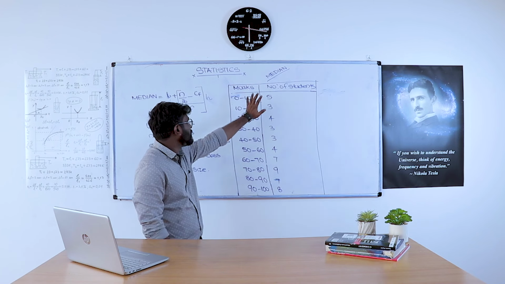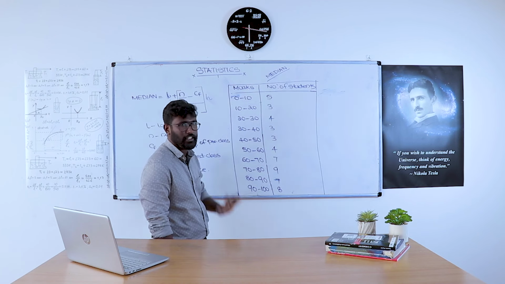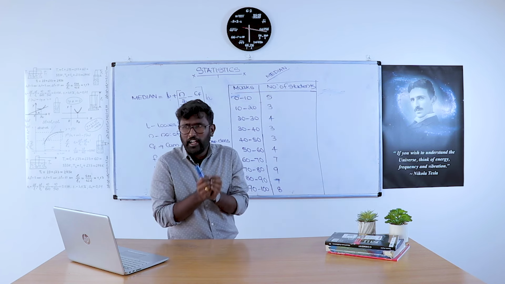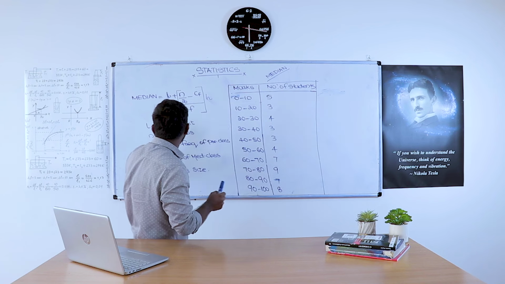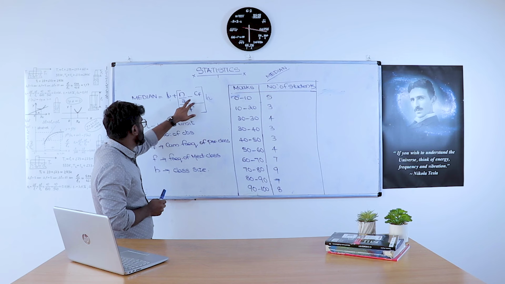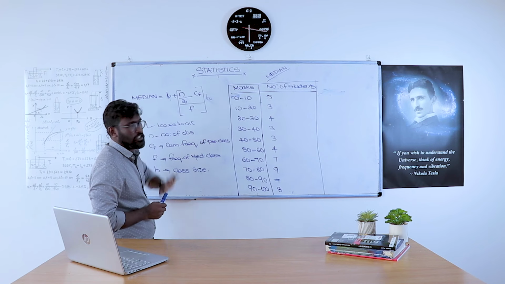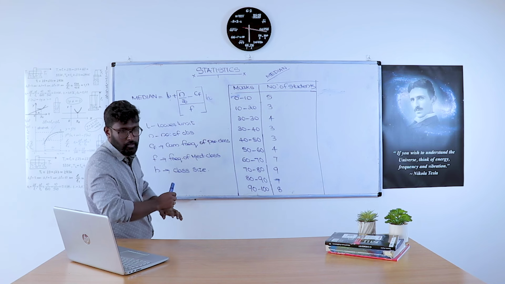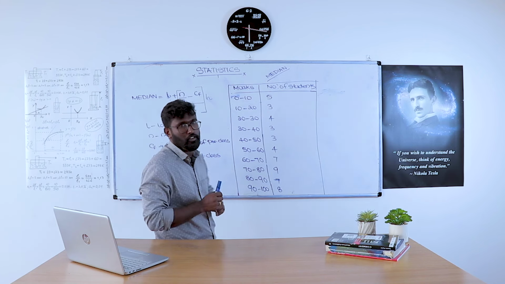We want to find out the median from the given data. To find the median using an equation, there is an equation written. Median is equal to L plus n by 2 minus Cf by f into h. That means L is the lower limit of the median class.